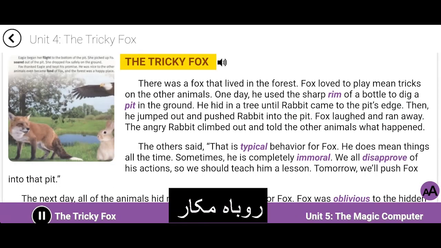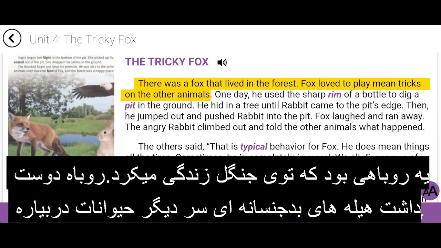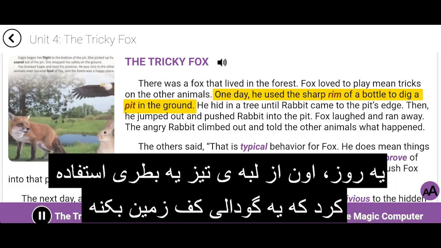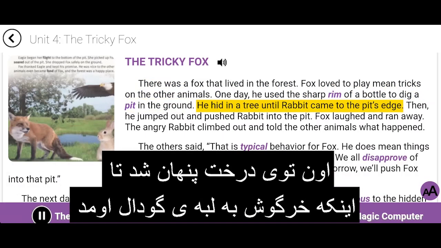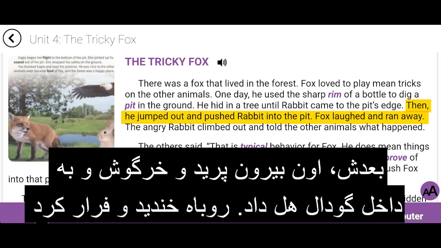The Tricky Fox. There was a fox that lived in the forest. Fox loved to play mean tricks on the other animals. One day, he used the sharp rim of a bottle to dig a pit in the ground. He hid in a tree until Rabbit came to the pit's edge. Then he jumped out and pushed Rabbit into the pit. Fox laughed and ran away.